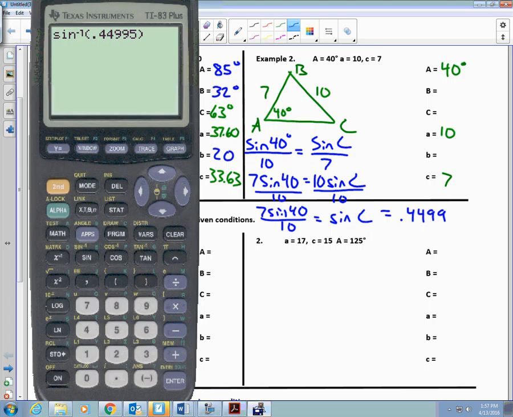Raquel, you made a very good point. This is a good time to check to make sure that you're not working in radians, because maybe your calculator is working in radians. But in this case, it's just the fact we need to press sine inverse. And we get 26.74. Does that sound like a more reasonable number? So angle C is 26.74.